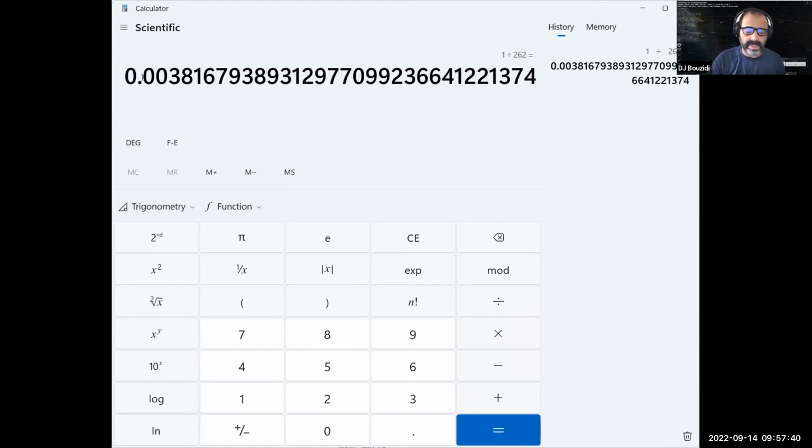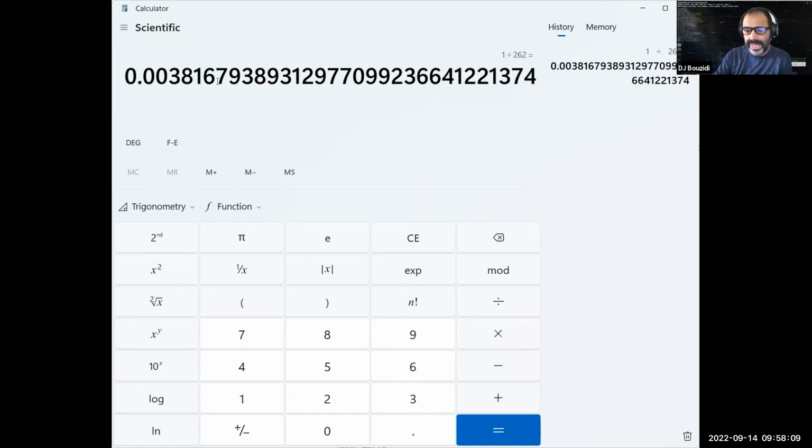So what are the significant numbers there? 3 for sure, 8 for sure, 1 I must consider. But the question I need to ask is, is it really a 1 or is it a 2? How would I determine that? I ask myself about the next number after that. Is it 5 or more? If it is 5 or more, I have to round up. I have to say that this number is actually a 2, not a 1.